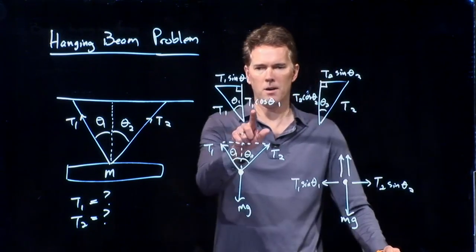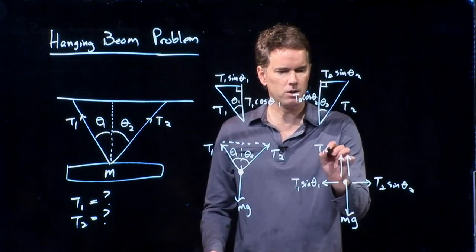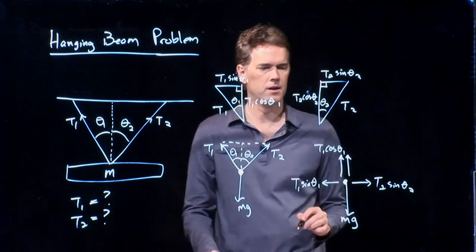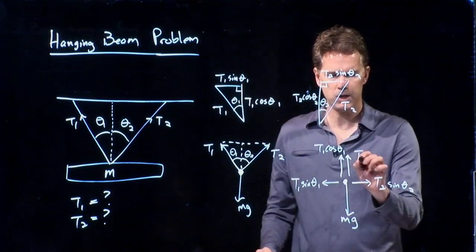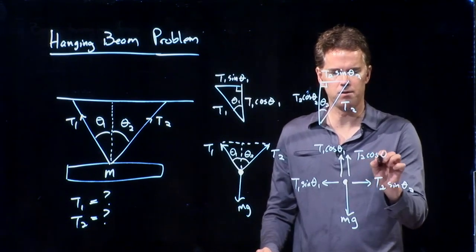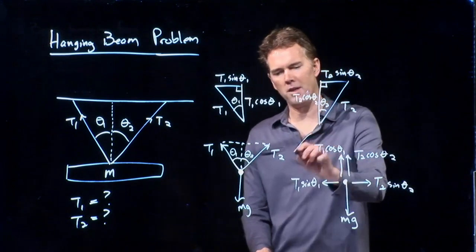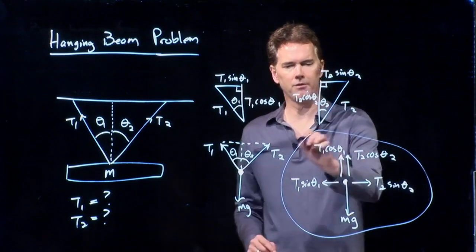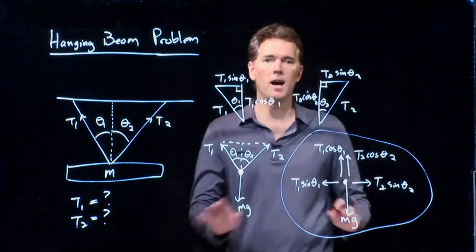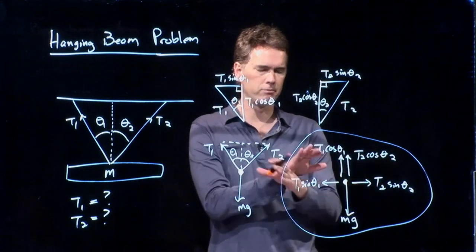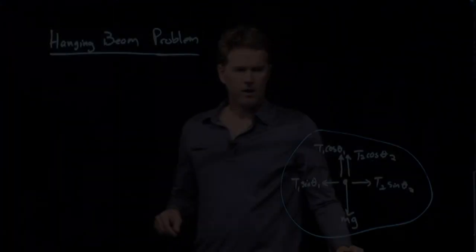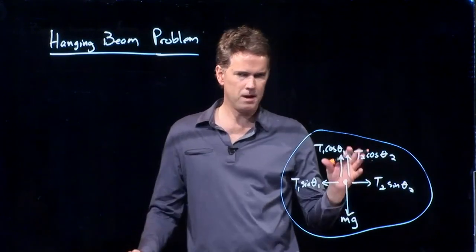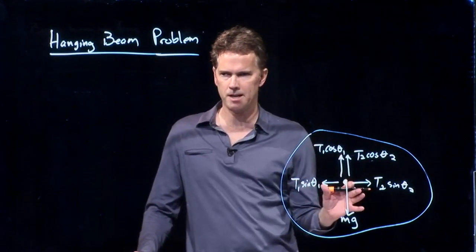The one going up is T1 cosine theta 1. And the other one going up is right here, T2 cosine theta 2. And so now this is a very nice looking free body diagram because it's in components. We have broken it up into X and Y components. All right, we're up to step 2. We have our proper free body diagram.